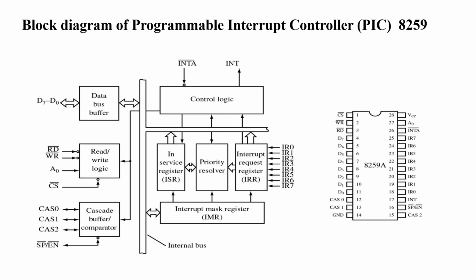This is the block diagram of Programmable Interrupt Controller, in short PIC. Its integrated circuit number is 8259. A single 8259 is capable of handling a total of 8 interrupts, which are received on lines IR0 to IR7 of the interrupt request register. The interrupt request register is 8-bit long.